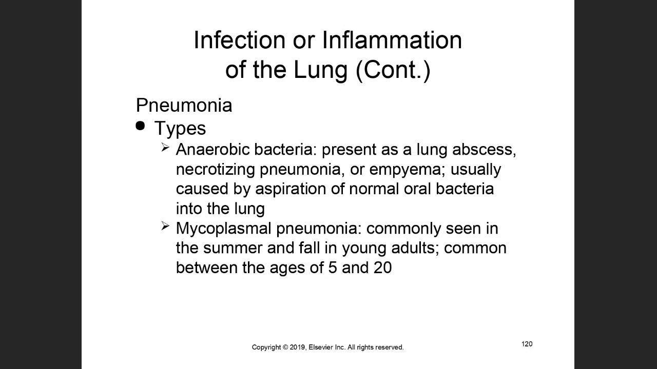We have anaerobic bacteria present in lung abscess, necrotizing pneumonia, and empyema, usually caused by aspiration of normal oral bacteria into the lungs. What happens is that the oral flora are anaerobic bacteria. Mycoplasma pneumonia is the most common type of atypical pneumonia.